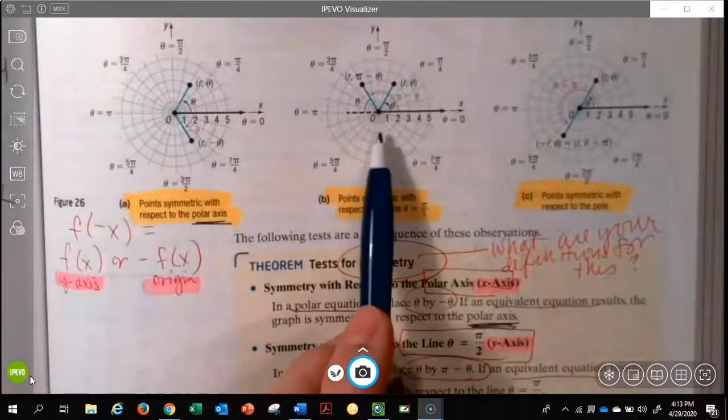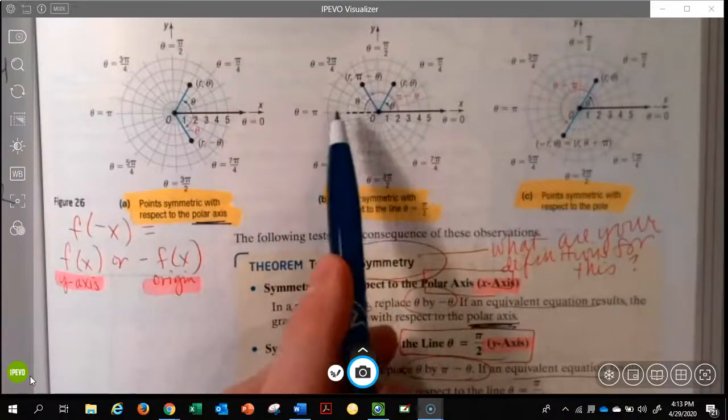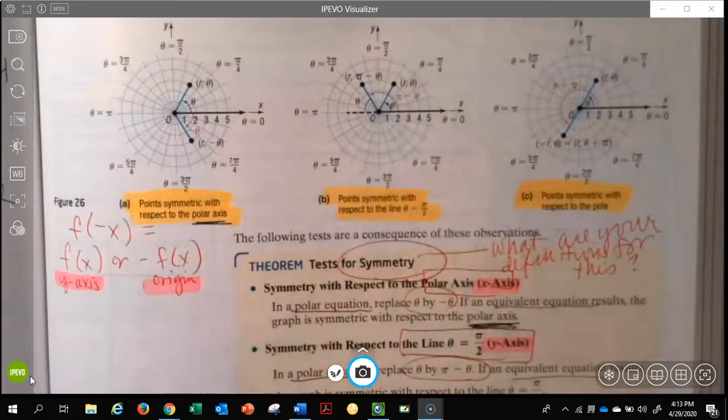The same thing here on this next one. If we fold the piece of paper down the middle, then these 2 lines are going to be on top of themselves perfectly. So this next one is, we're going to look for symmetry with respect to this line theta equal pi over 2. It's the 90-degree angle line, but remember we extend it all the way down. In other words, do I have y-axis symmetry?